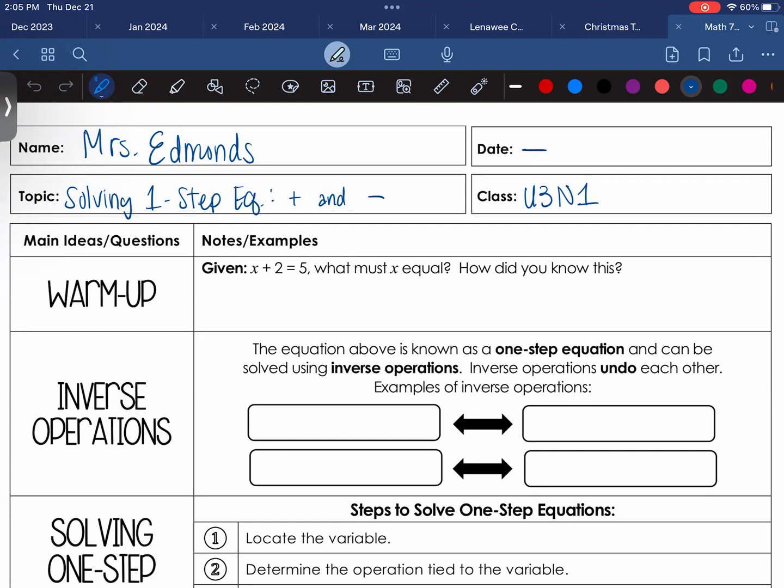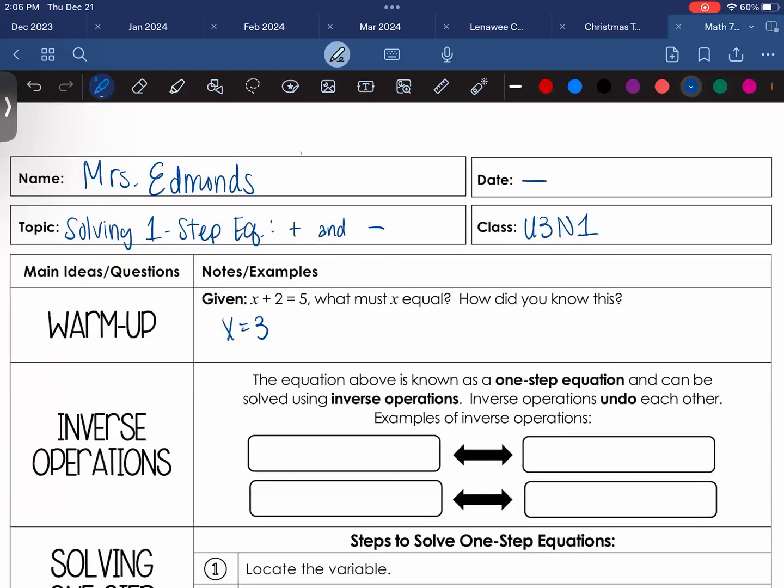So let's take a look at the warm-up. If we were given x plus 2 equals 5, what does x have to equal, and how do you know this? Think about it for a second on your own. So what plus 2 gives us 5? 3, right? So x is equal to 3, because 3 plus 2 equals 5.